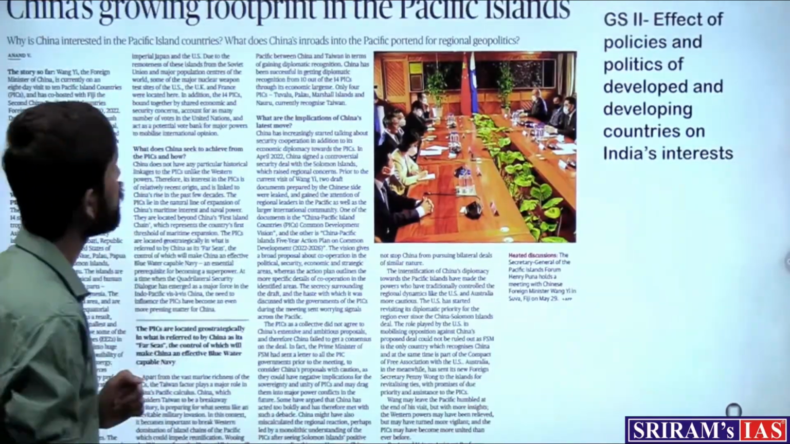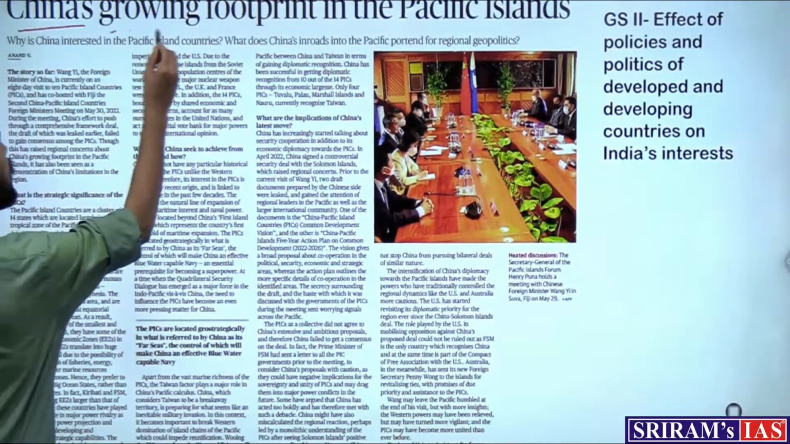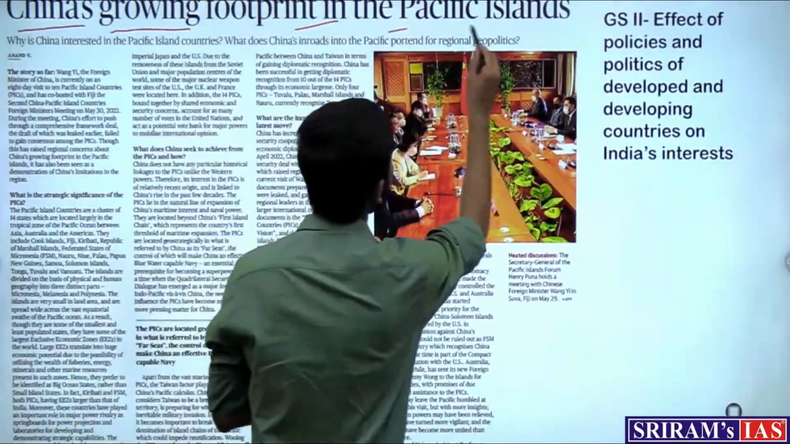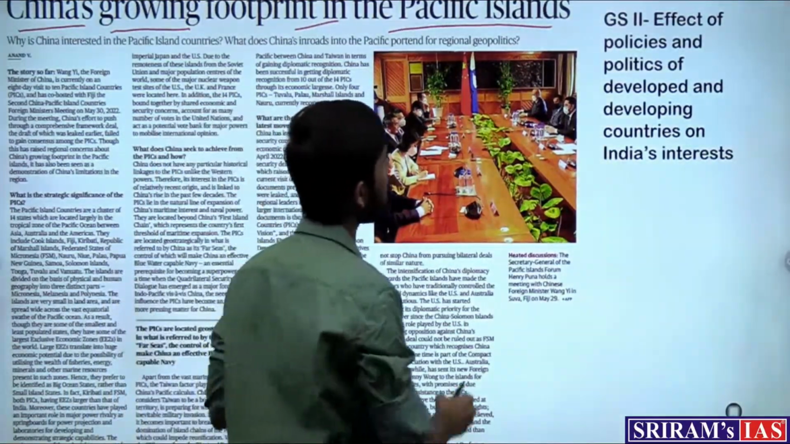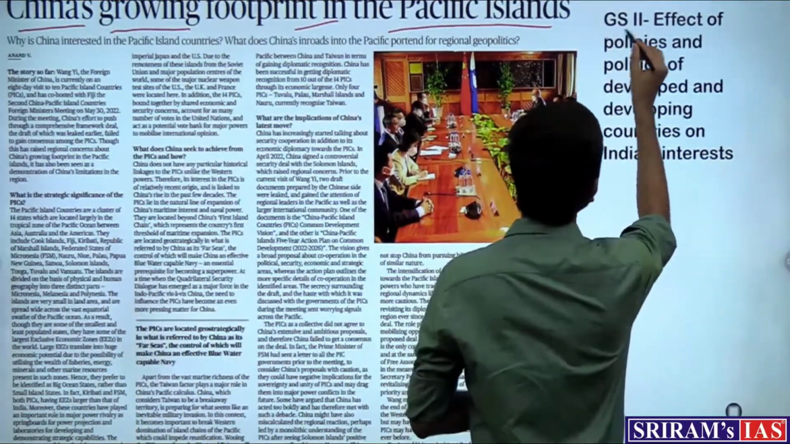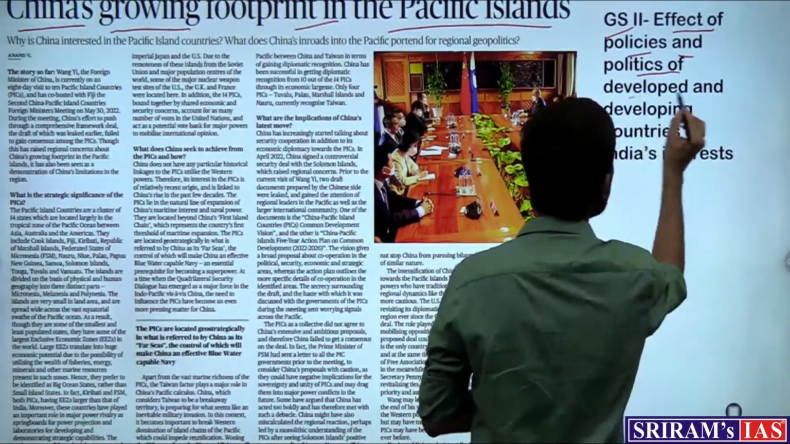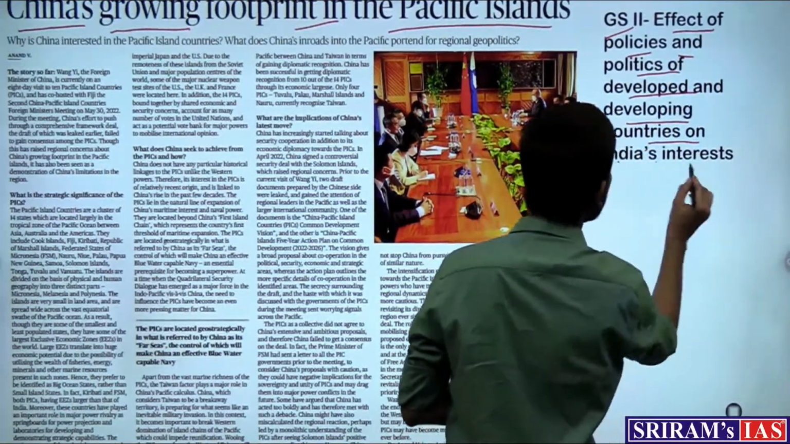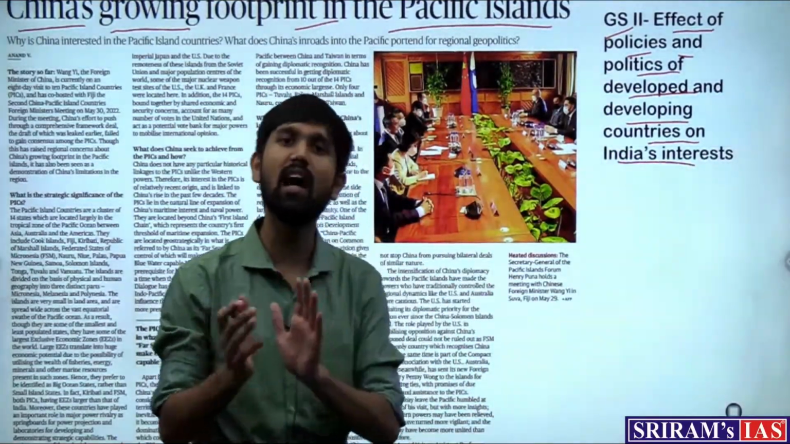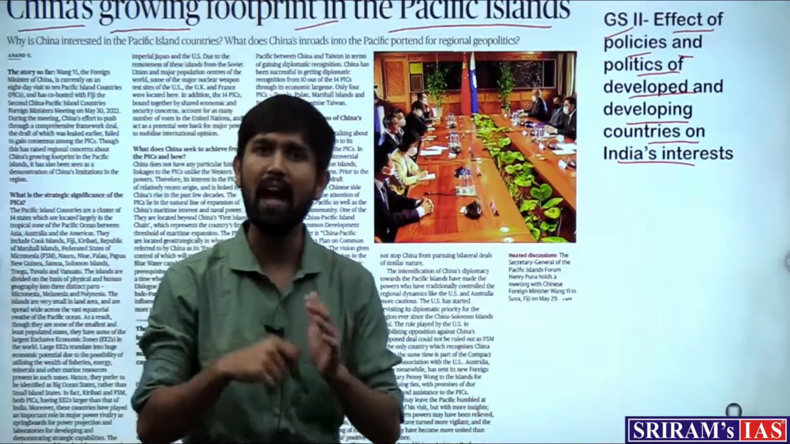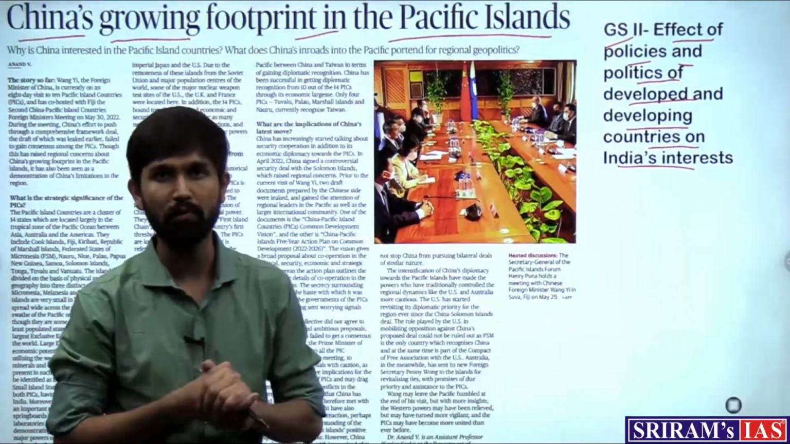The next article which appears in the newspaper is China's growing footprint in the Pacific Islands. Now, why have we taken this article? This article becomes important for us from the GS2 syllabus, where effect of policies and politics of developed and developing countries on India's interests. So in the GS2 syllabus, whatever the other countries are doing, if it has a significant bearing on India's policy, it becomes important for us to study.